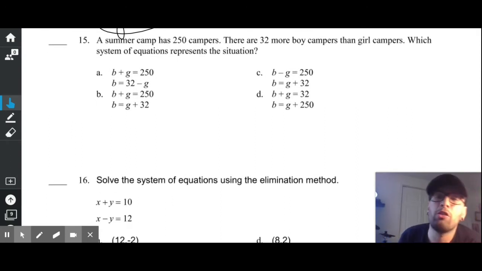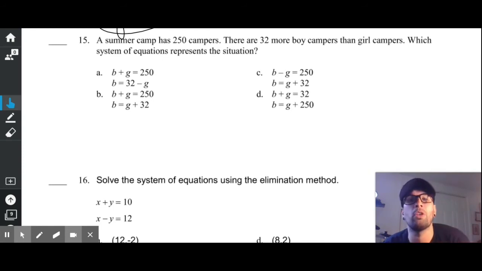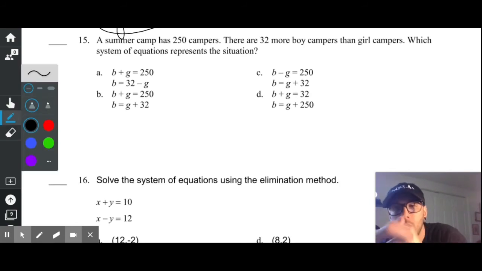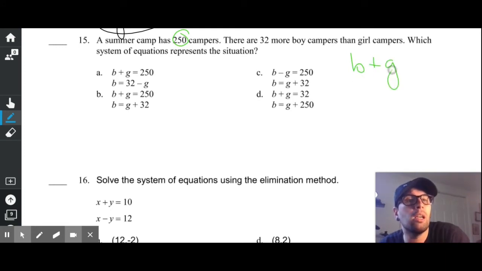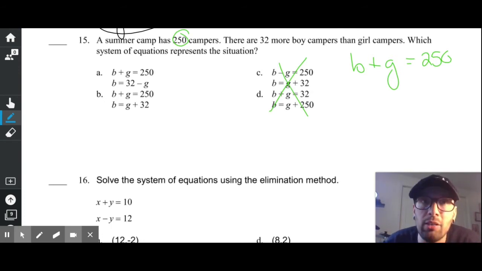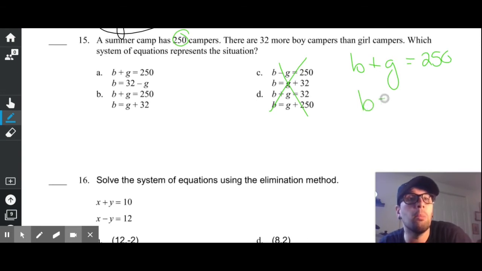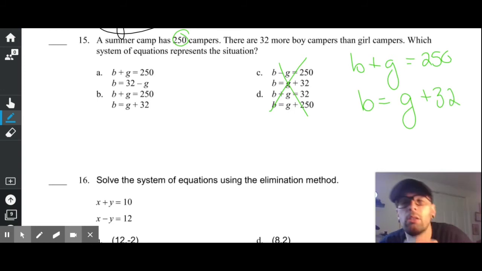A summer camp has 250 campers. There are 32 more boy campers than girl campers. Which system of equations represents the solution? Well, I have B and G. So if I have a total of 250 campers, then B plus G is 250, which gets rid of these two guys. Now, boys, there's 32 more of them. So boys is going to be girls plus 32. That gives me B.